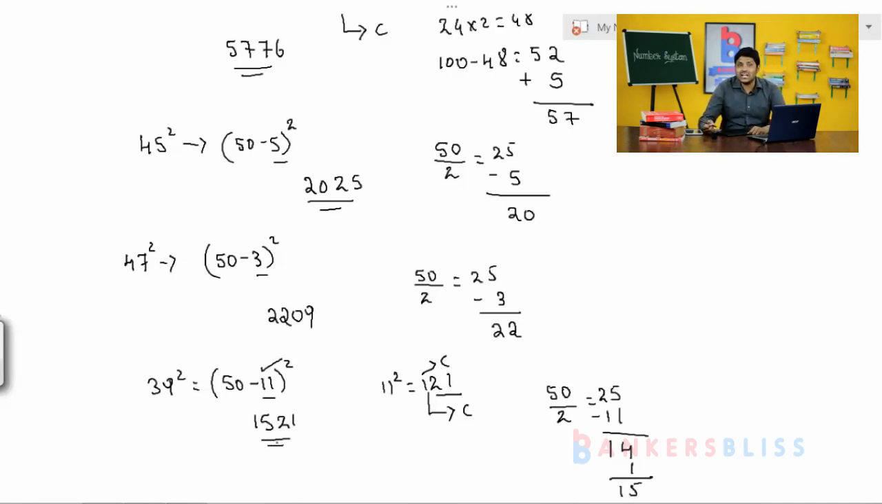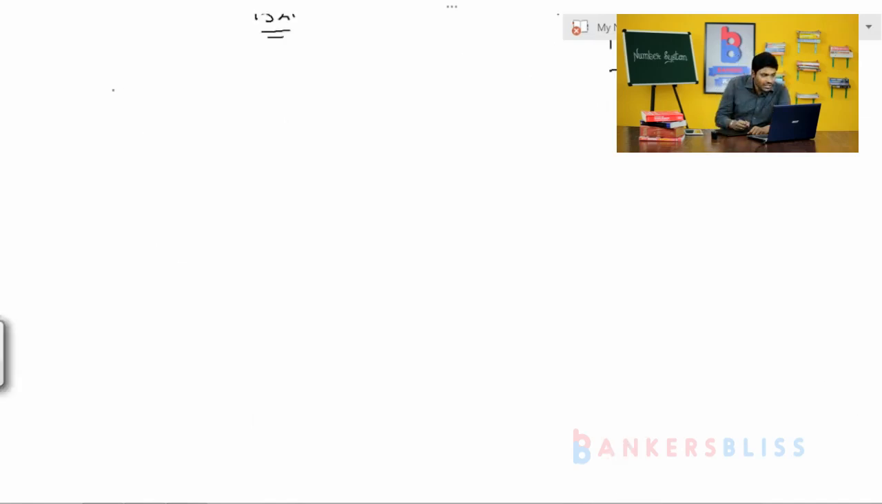If I take a number greater than 50, how to calculate? See here, I am taking 62 square. I have to calculate 62 square. See here, 50 plus 12 is equal to 62. So I can write it as 50 plus 12, whole square. So you consider this part, 12 square. So 12 square means how much? That is 144. Always you have to write the last two digits, that is 44. So this 1 is the carry part.